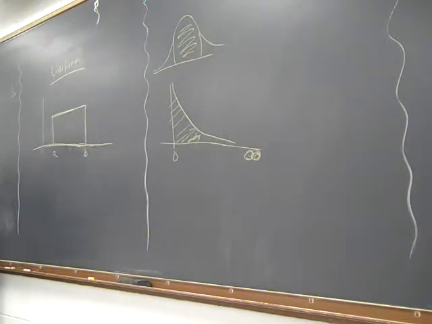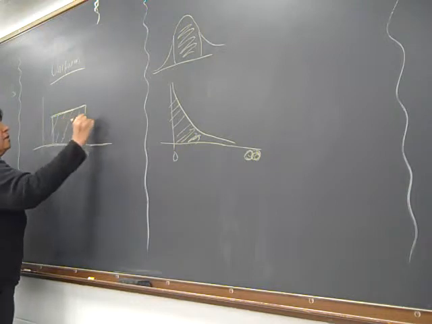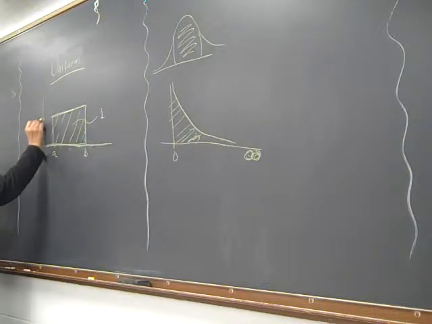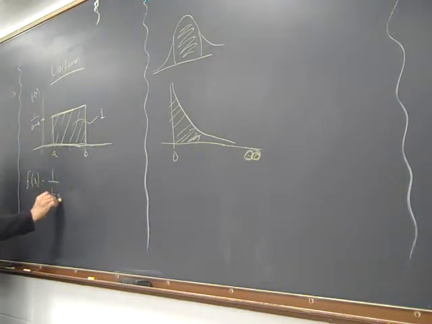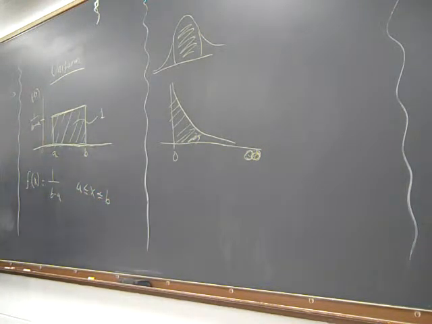Now, we know that the area over here has to be equal to what? To 1, right? So the height of the distribution, in order for this to be equal to 1, has to be 1 divided by b minus a. Okay? So f of x is equal to 1 divided by b minus a in the interval a and b. And that's it.